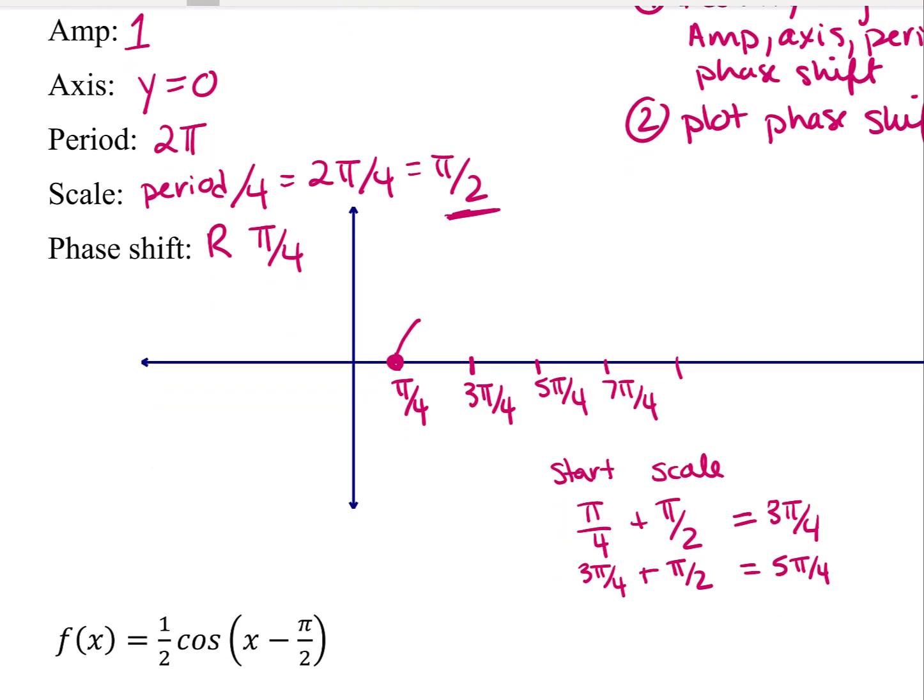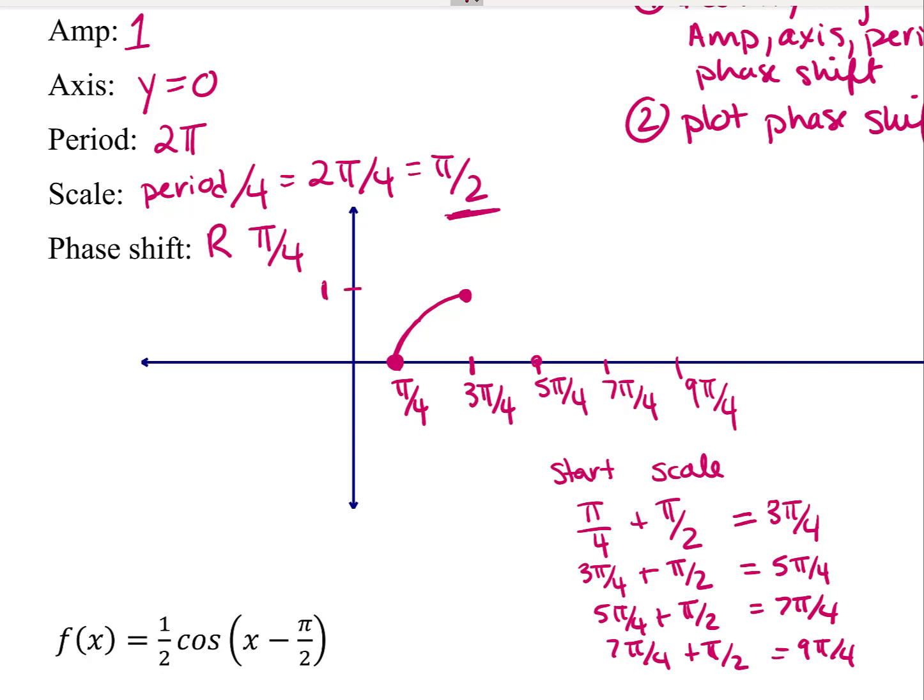We plot 5 pi over 4, then 5 pi over 4 plus the scale again gives you 7 pi over 4, 7 pi over 4 plus the scale again gives you 9 pi over 4. In our graph, every key point goes from the axis to the maximum, back to the axis, to the minimum, and then back to the axis.